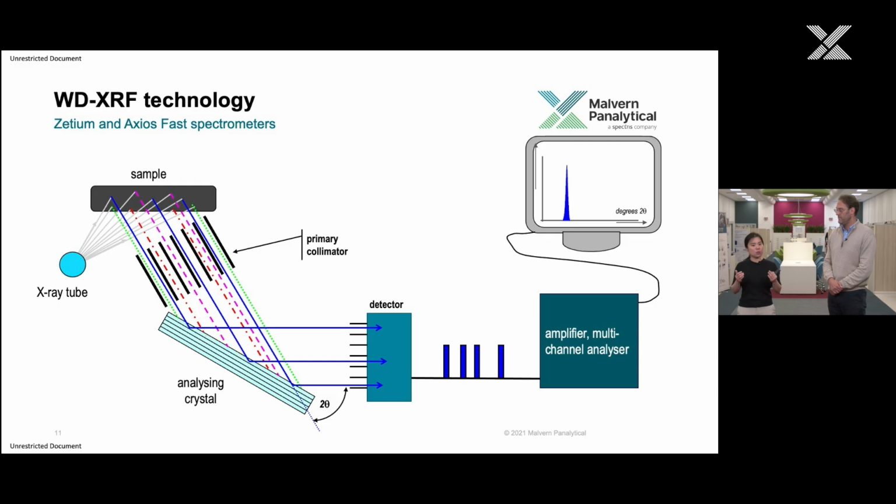And then the crystal is used to separate the characteristic X-ray based on their wavelengths. After that, all the X-rays will enter the detector and later be processed by, for instance, an amplifier and multi-channel analyzer. And that's about WDXRF. It's mechanically more complex than ED.